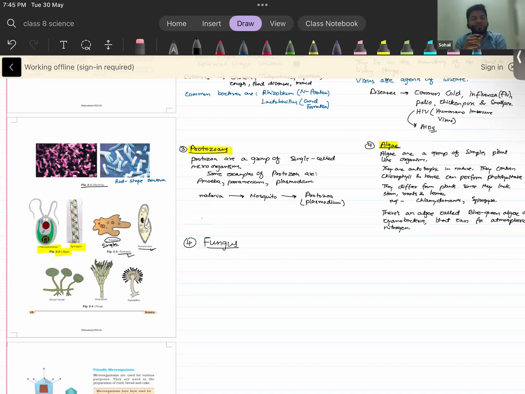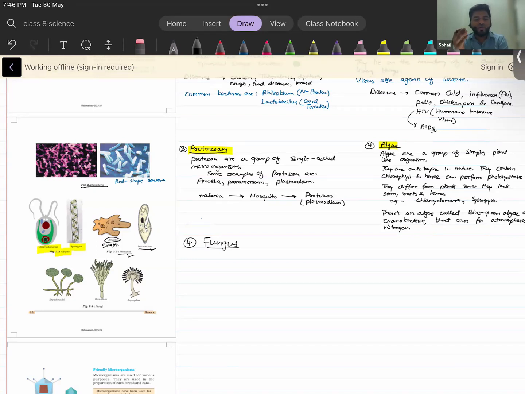You see, fungus are basically a very large group of organisms and they do not have chlorophyll, hence they are not able to perform photosynthesis. Normally, you will find them growing on dead and decaying organisms. They derive nutrition from dead and decaying organisms.